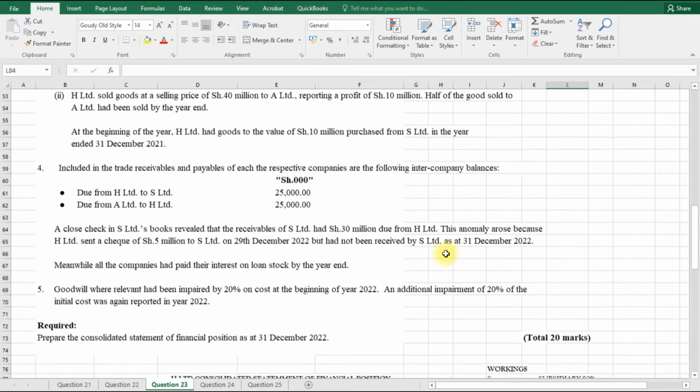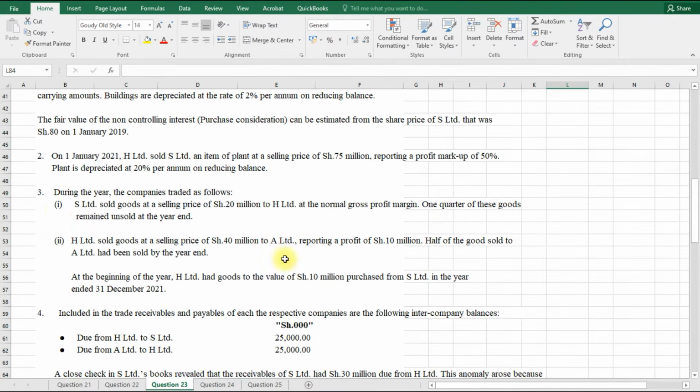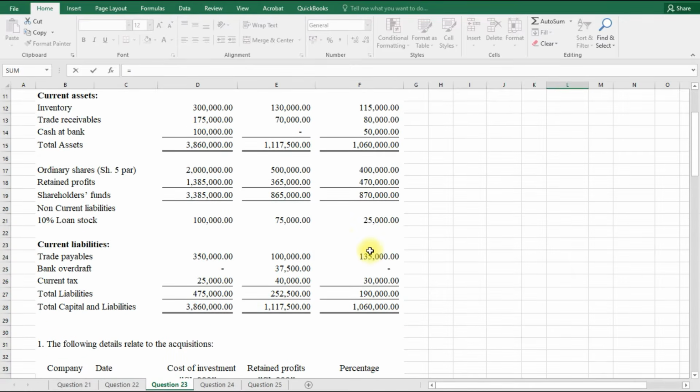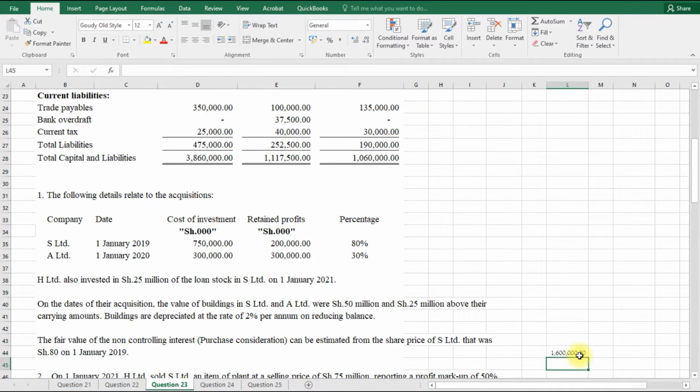So the reason I've not used 80 is because if you calculate here, assuming we are using 80, just as an assumption, then the number of ordinary shares divided by the par value, we multiply by 80 shillings as they are purporting to have given us, and multiplied by 0.2, 20%, and you enter, and you'll find that we shall have 1.6 as the fair value of the NCI.